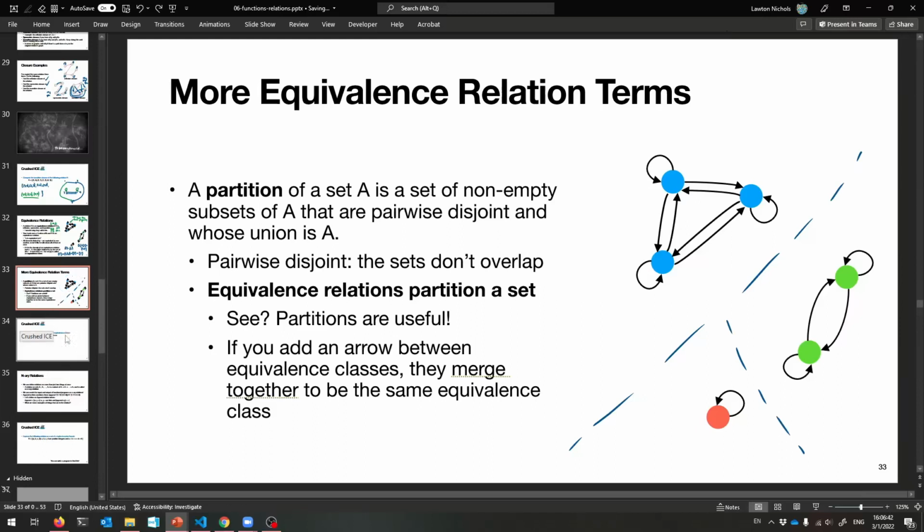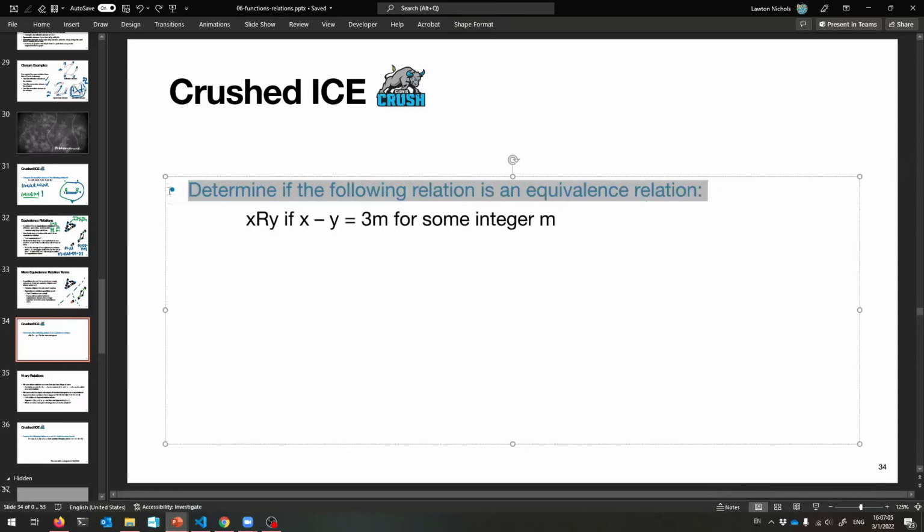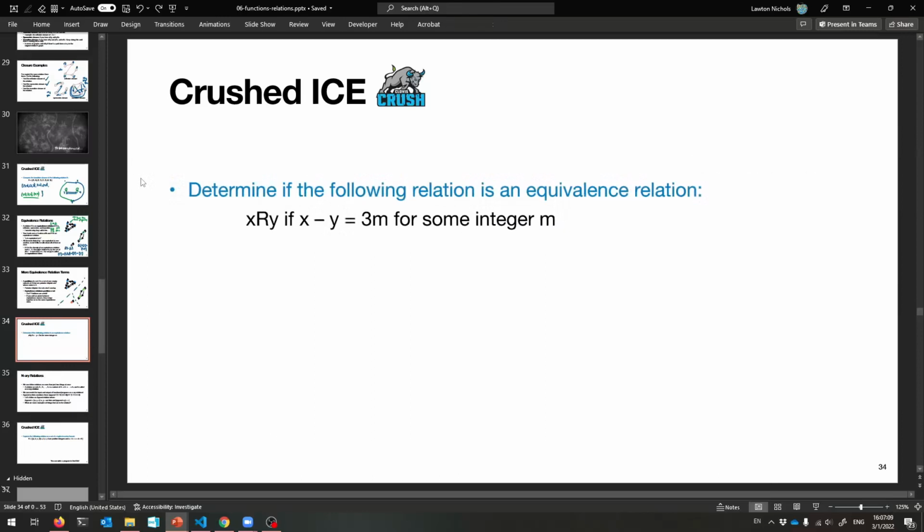Now, let me give you something to try yourself. So here is a relation. Let's define x to be related to y if x minus y is equal to 3m for some integer m. So x minus y is a multiple of 3. Yeah? X is related to y if that is true, where x and y are integers. And see if you can figure out if this is an equivalence relation. Is it reflexive? Is it transitive? Is it symmetric? Because that's what it needs in order to be an equivalence relation. So see if you can figure that out, and then we'll come back and try it together.